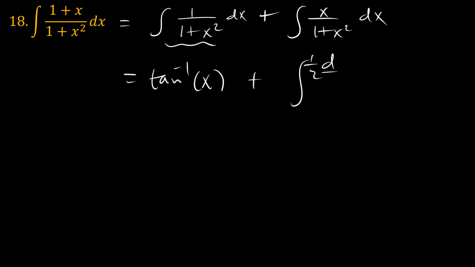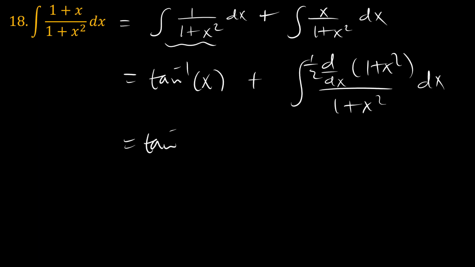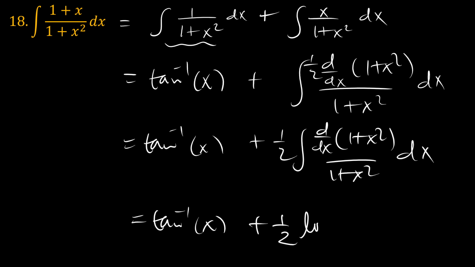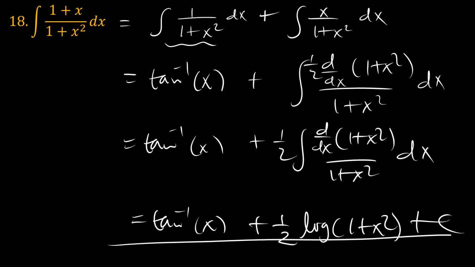half the derivative of 1 plus x squared over 1 plus x squared integrated, which is arctangent of x. Pull the half out, derivative of the denominator over denominator, and that is easy to get: this is a half natural logarithm of 1 plus x squared plus the integration constant, and that is our answer.